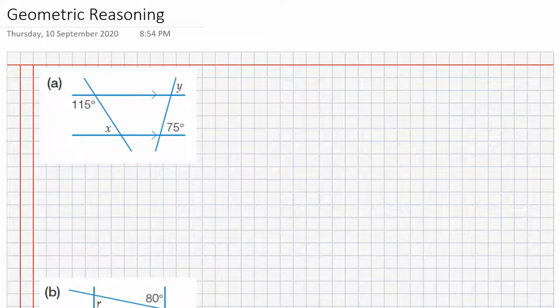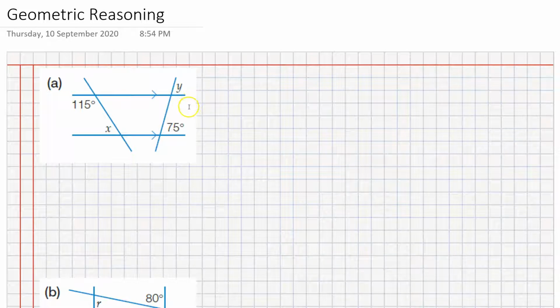Welcome to Geometric Reasoning. In this video, I'm going to show you how to apply some geometric properties to deduce unknown angle quantities within some diagrams. Over here in A, notice that we've got two parallel lines, and the two parallel lines are intersected by two non-parallel lines, so two arbitrarily placed lines. Of these, we're given some known quantities, this 115 degrees and this 75 degrees. And then it's asking us to find this unknown value x and this unknown value y.